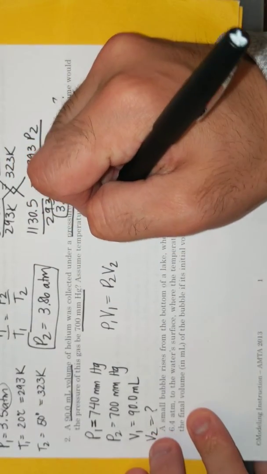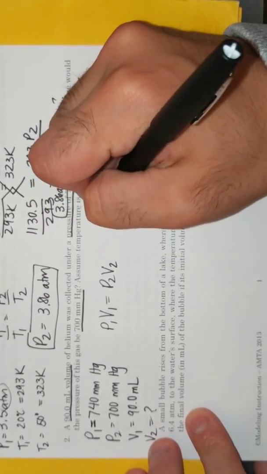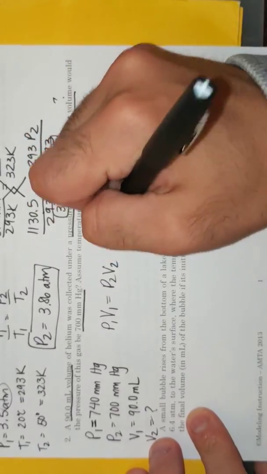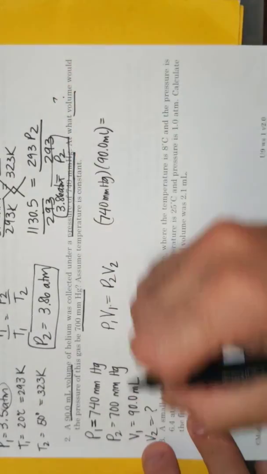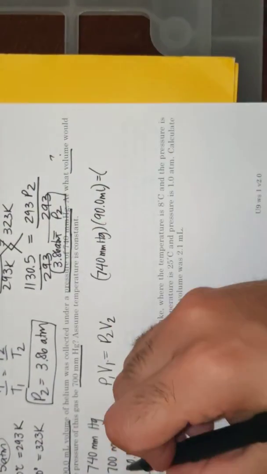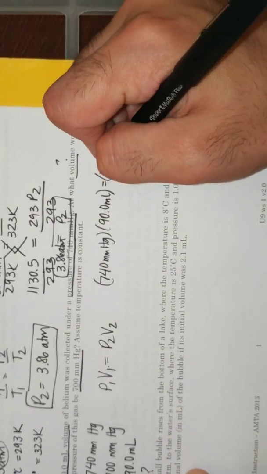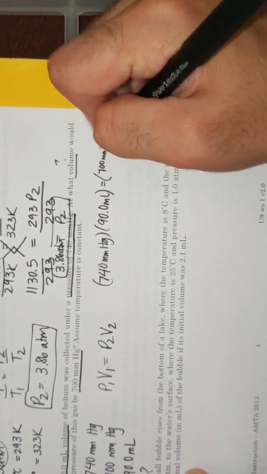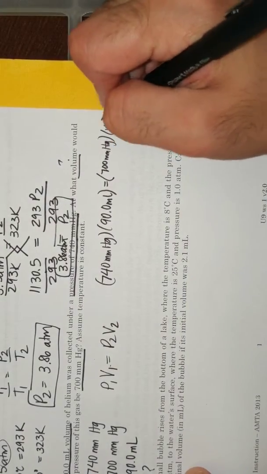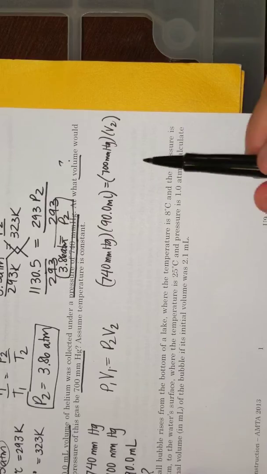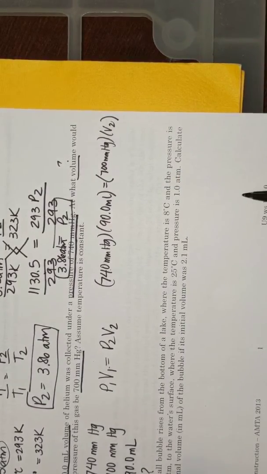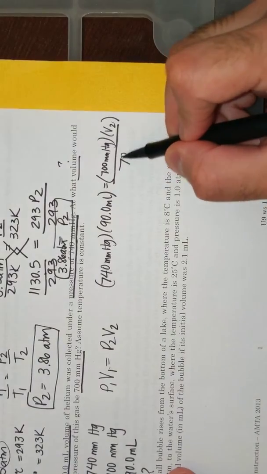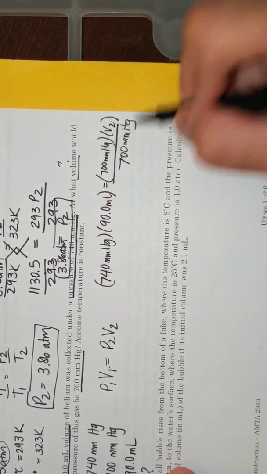So plugging and chugging gets me, let's see, P1 is 740 millimeters of mercury times V1, which is 90 milliliters, equals P2, which is 700 millimeters of mercury, times V2, which I do not know. And now if I want to solve for V2 by itself, I'm going to multiply these two and then eventually divide by 700. So I'm going to just divide by 700 and combine everything.